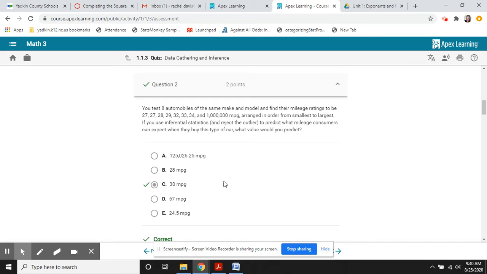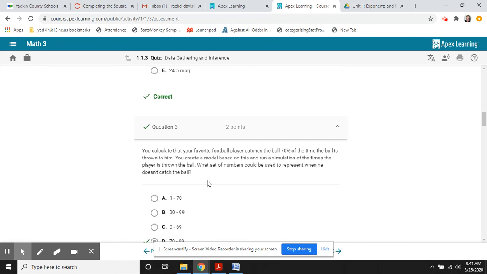Okay, next question. You test 8 automobiles of the same make and model for their mileage ratings to be 27, 27, and so on, and 1,000,000 miles per gallon from largest to smallest. We reject the outlier. The million is an outlier, so we're not even going to use it. All you're doing is finding the average. So you're only taking these numbers here, because 1,000,000 is an outlier, and you're just simply finding the average. Add them up, divide by 7. Your answer is 30. Next question.